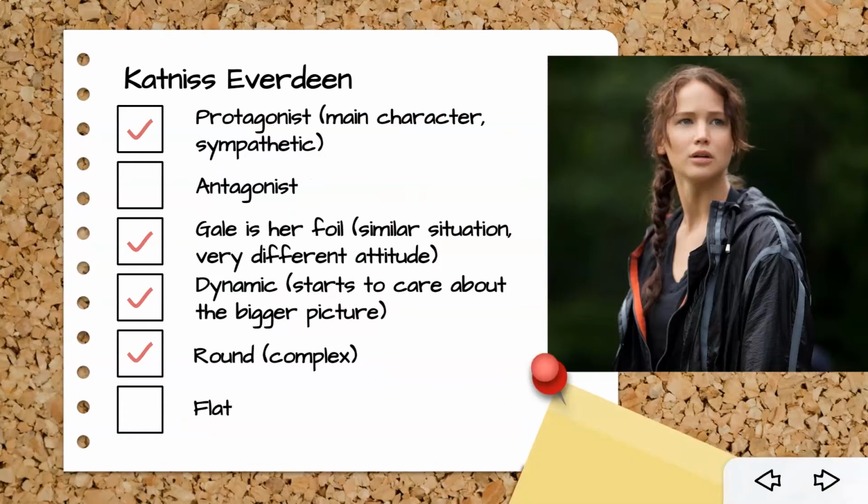So putting these together, we'll look at Katniss Everdeen. Katniss is the protagonist. She's the main character. She's sympathetic. We're supposed to like her, and most people do. She's not the antagonist. Obviously, you can't be both.